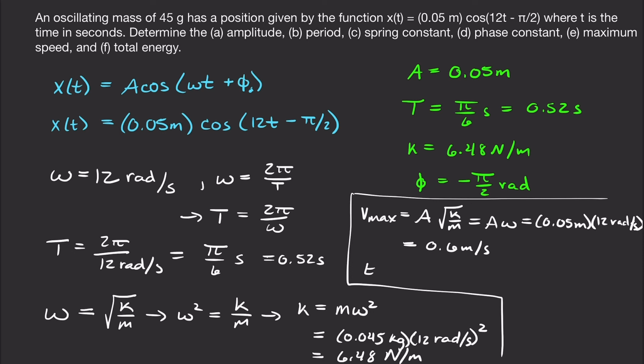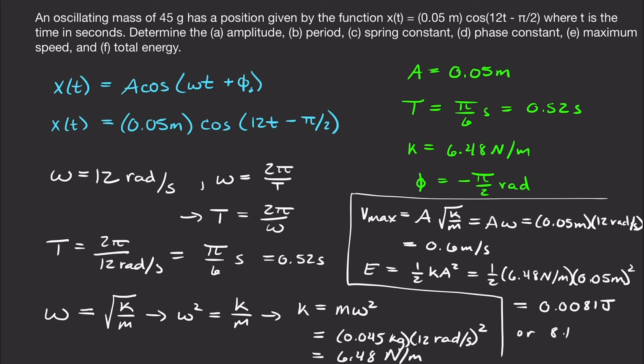And then for the energy, well, the total energy when it's at the amplitude is just 1/2 k A squared, since there's no kinetic energy. So this is 1/2 times 6.48 newtons per meter. We found k before. The amplitude is just 0.05 meters, squared, and when we plug this in, we get 0.0081 joules, or 8.1 times 10 to the minus third joules.